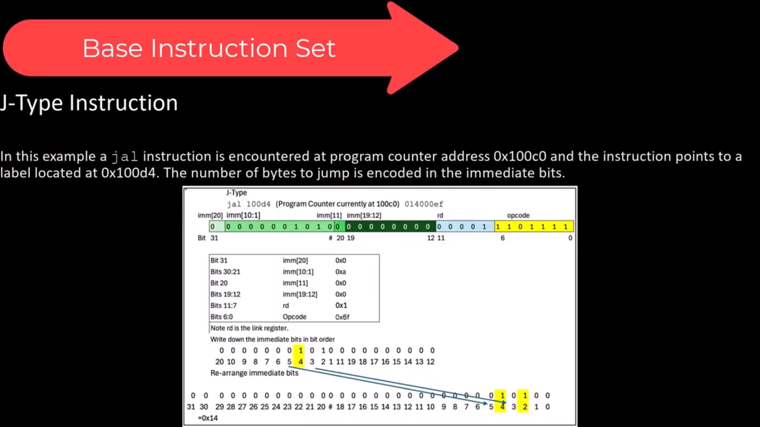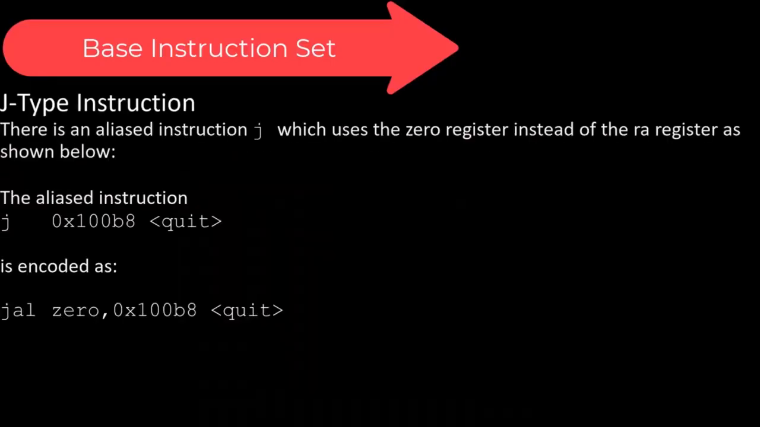The number of bytes to jump is encoded in the immediate bits. The machine code produced is hexadecimal 01400F. The opcode for the instruction is hexadecimal 6F and the destination register is X1, which is the return address register, RA. There is an aliased instruction J which uses the 0 register, X0, instead of the RA register as shown below. The aliased instruction J hexadecimal 100B8 is encoded as JAL 0, hexadecimal 100B8. Note that register X0 is read-only, holding the value 0.